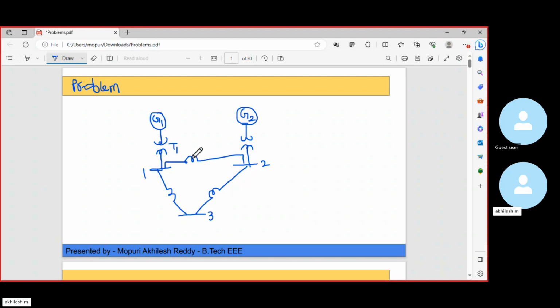Now, when we are doing these fault analysis numerical problems, it is very important to know how the transformer is connected, whether it is star to star, star to delta, delta to star, delta to delta, star with neutral grounded to delta, delta to star with neutral grounded, or star with neutral grounded on both sides. Many connections are available. Let us consider transformer 1 is connected star with neutral grounded on the primary side.